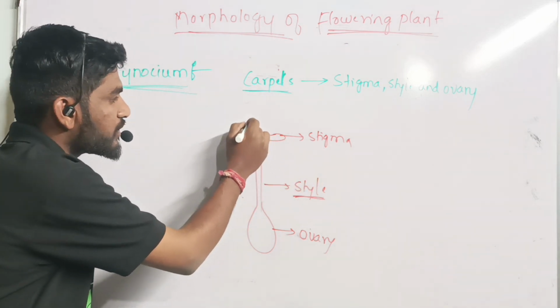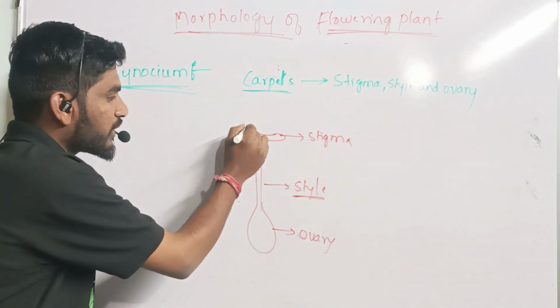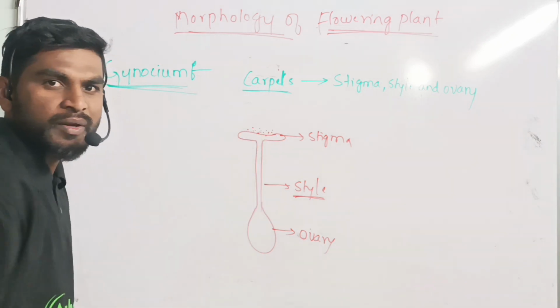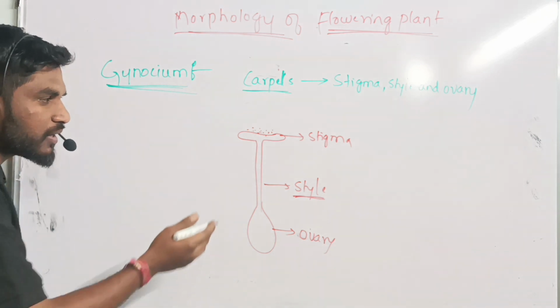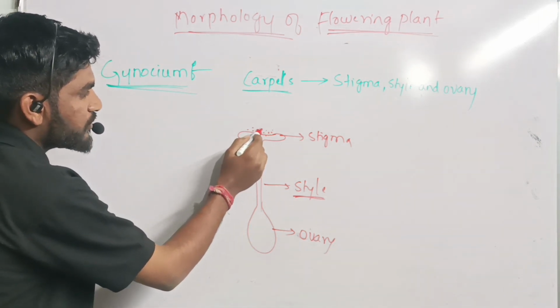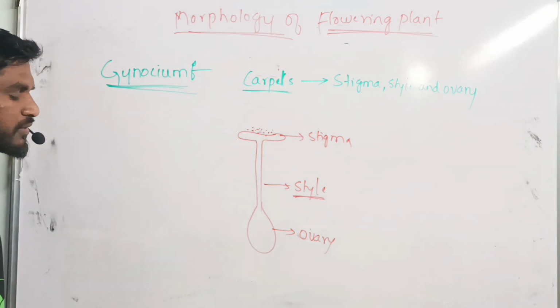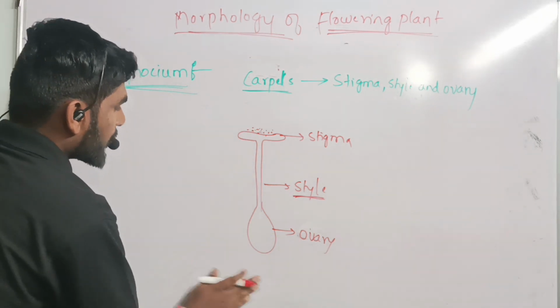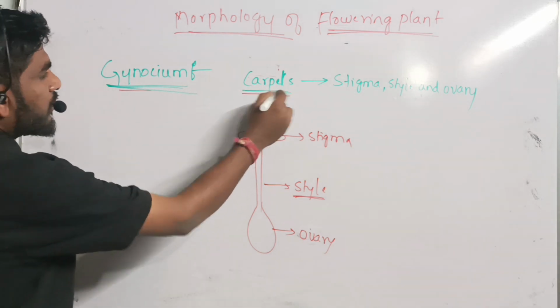Stigma is a receptive surface for pollen grains. Here pollen grains will be received from a male flower or the male part of the same flower. This part receives the pollen grains. These are the three parts of the Gynoecium, nothing but the carpels.